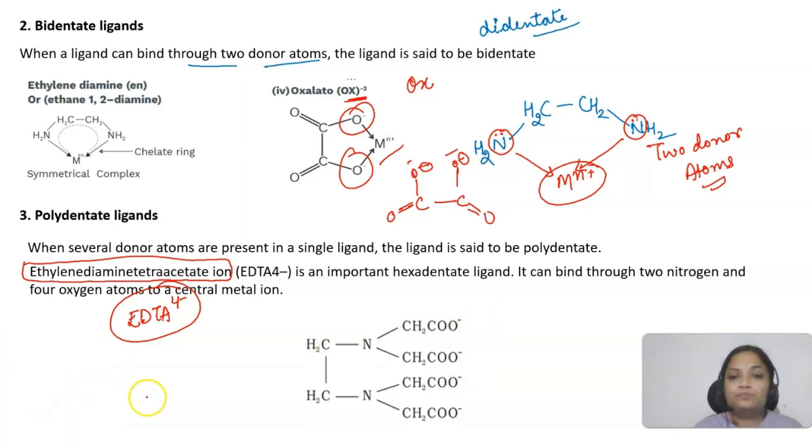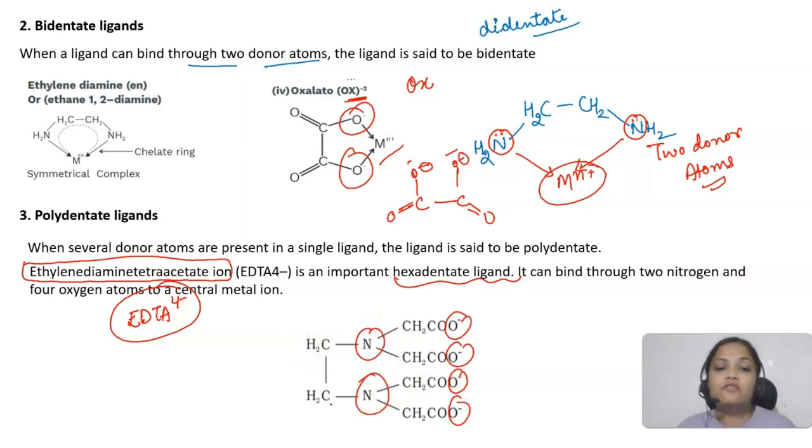ओके, नाउ इट इज हैविंग 6 डोनर एटम्स. हेक्साडेंटेट लिगेंड हो जाएगा ये. 6 डोनर एटम्स मींस 4 तो ऑक्सीजन है and 2 nitrogen also. Okay, 2 nitrogen and 4 oxygen, so it can bind to the central atom from 6 atoms. Okay, so that is why we will be calling it as a hexadentate ligand. तो ये polydentate में आ गया. Okay, so if there are several donor atoms we will be calling it as a polydentate ligand.